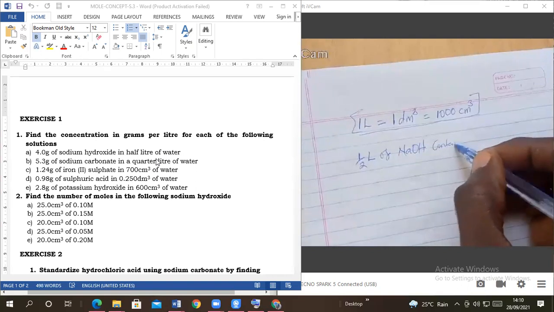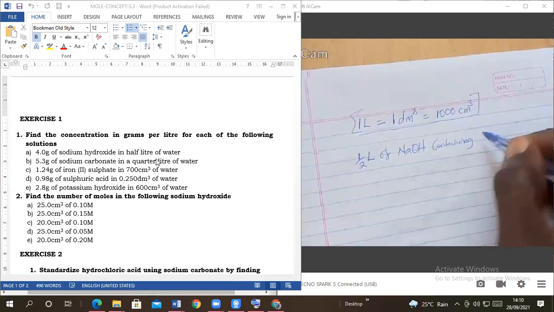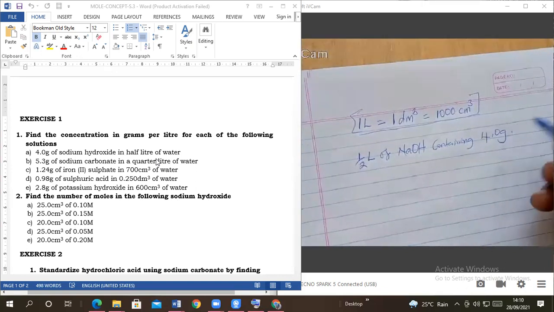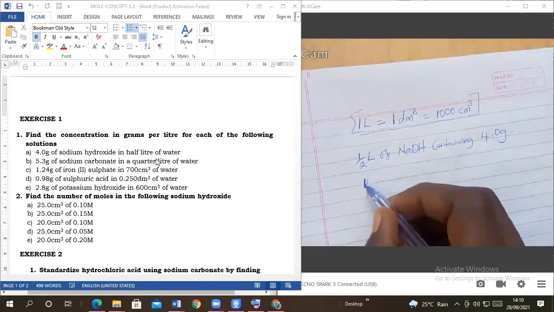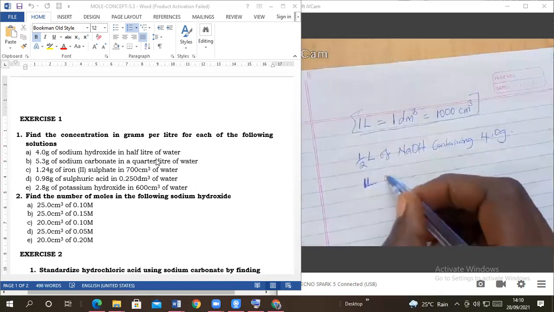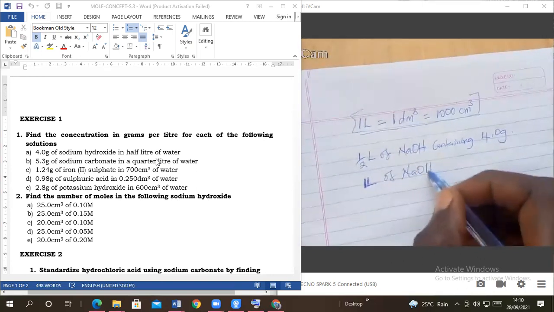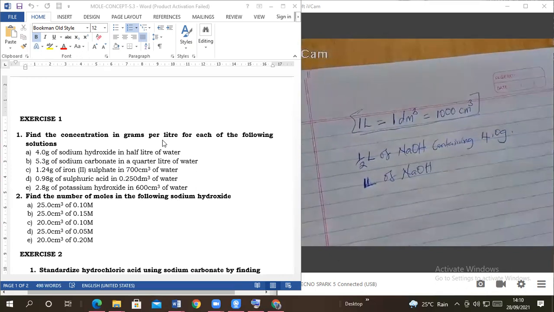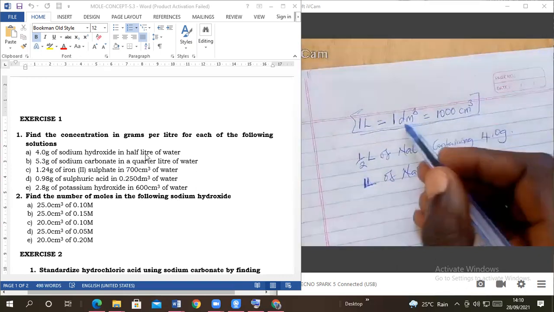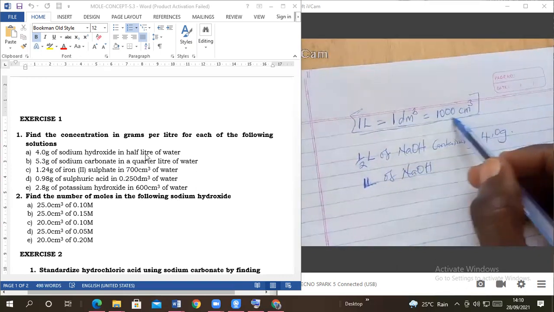Half a liter of sodium hydroxide containing 4.0 grams. What about 1 liter? What does 1 liter of sodium hydroxide have? Because that's what they want, the concentration in grams per liter. Our question is in liters, so we don't need to put it into decimeters cubed.